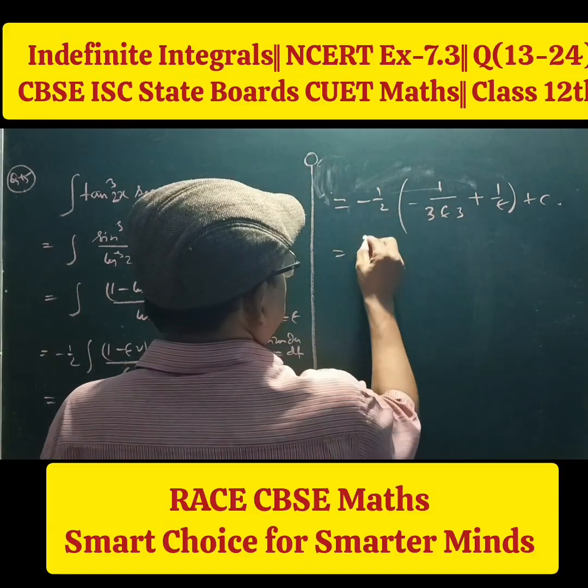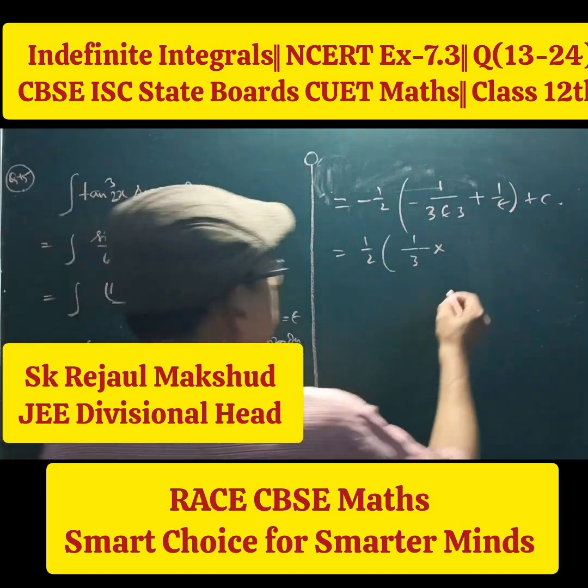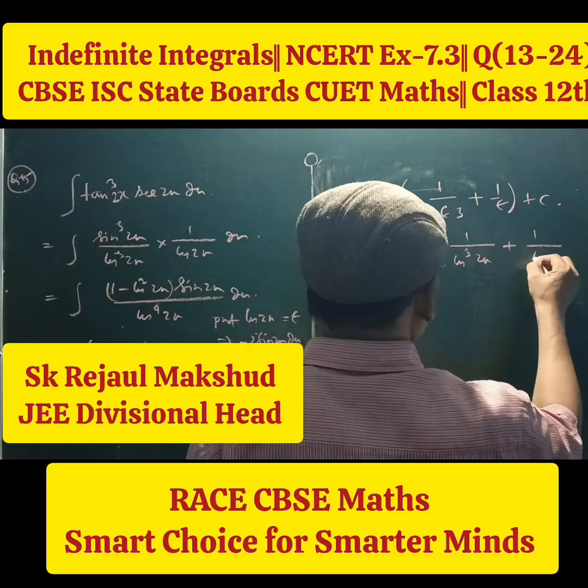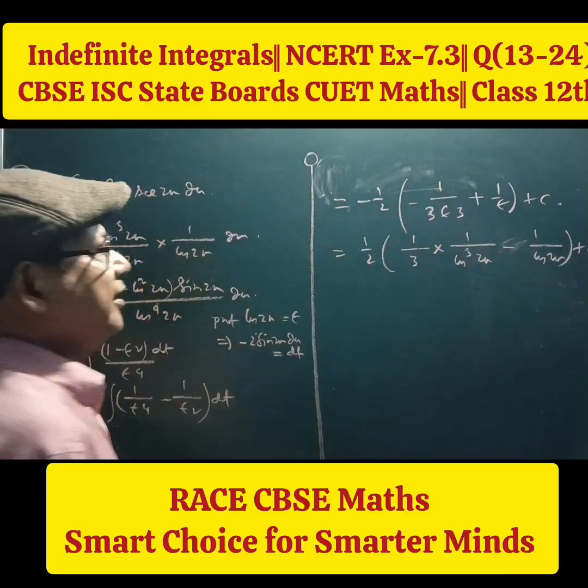So it will get, multiply the minus with 1 by 2, so this is 1 by 3, 1 by t cube. What does 1 by t cube mean? 1 by cos cube 2x plus, okay, 1 by cos 2x, so that is what? So this is plus c. Okay, clear.